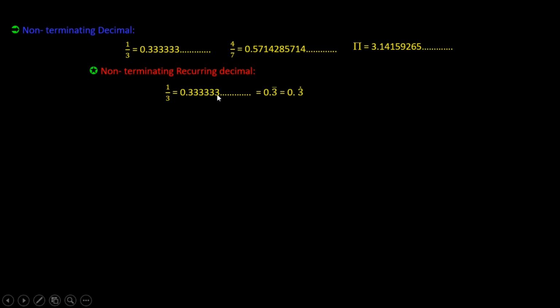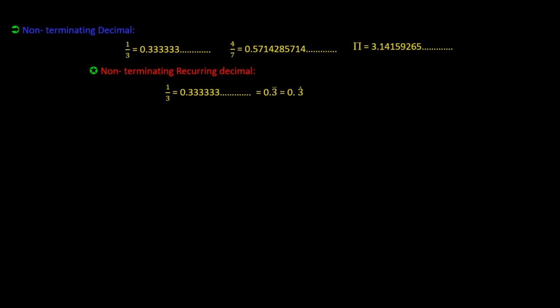decimal, it moves on like 0.33333 and moves up to infinite. Always there will be 3. So we can write this in this form, 0.3 bar. This bar, the small line on top of this 3, represents that this digit is repeating, 3 is repeating.